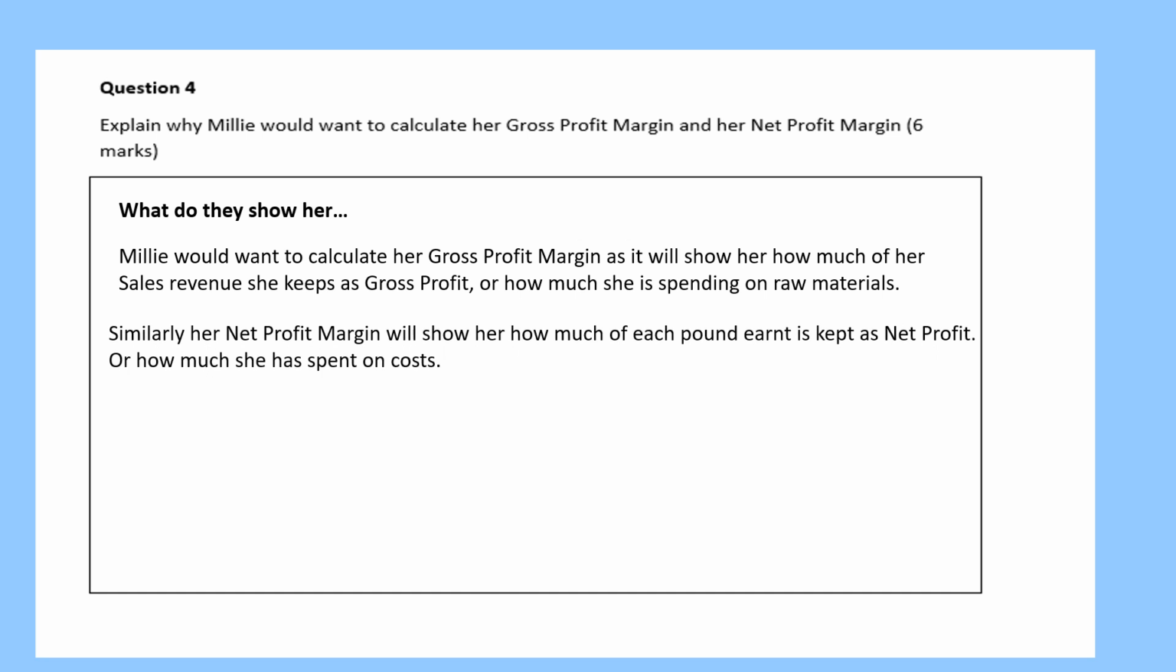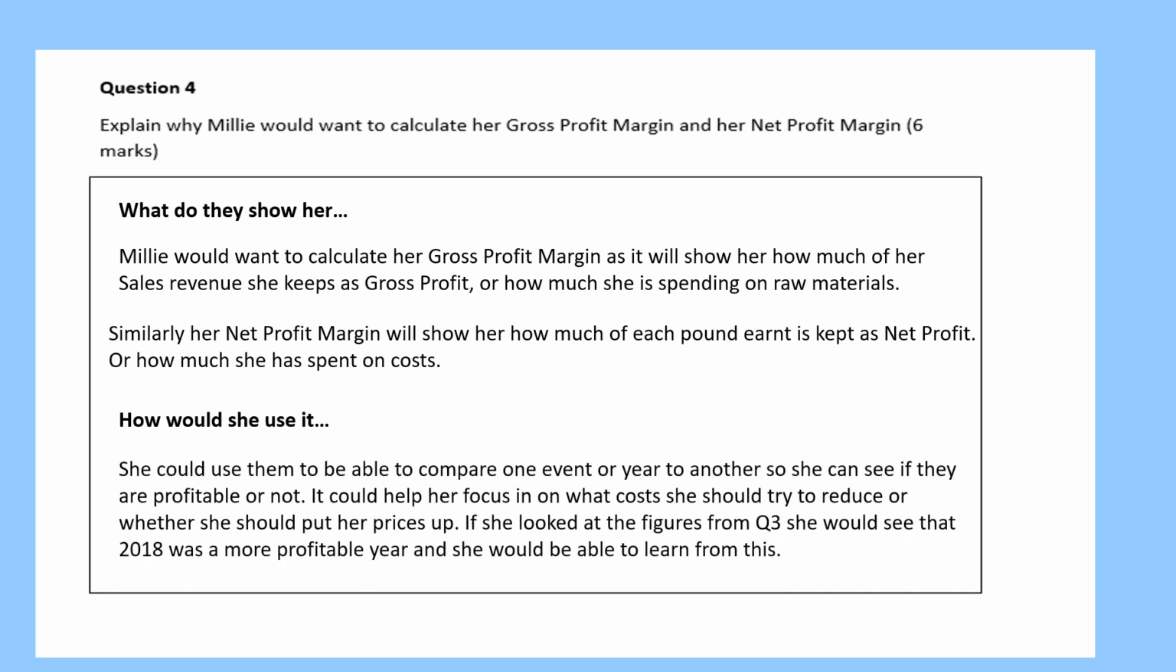Now we're going to do the net profit margin. Similarly, her net profit margin will show her how much of each pound earned is kept as net profit, or how much she has spent on costs. Now, we've said what they will show her. We now need to say how she would use it, because that's the reason why she's calculated it.